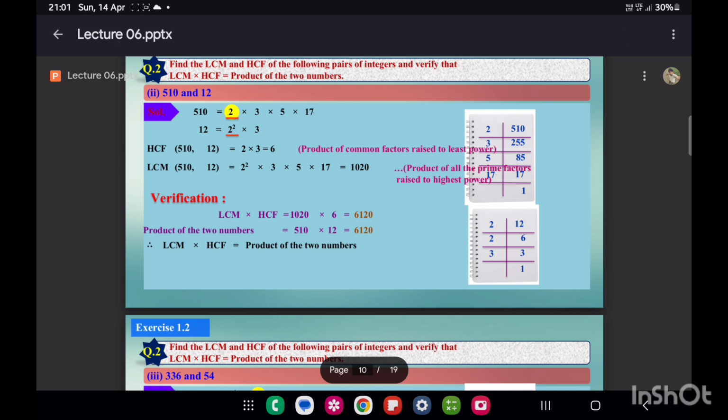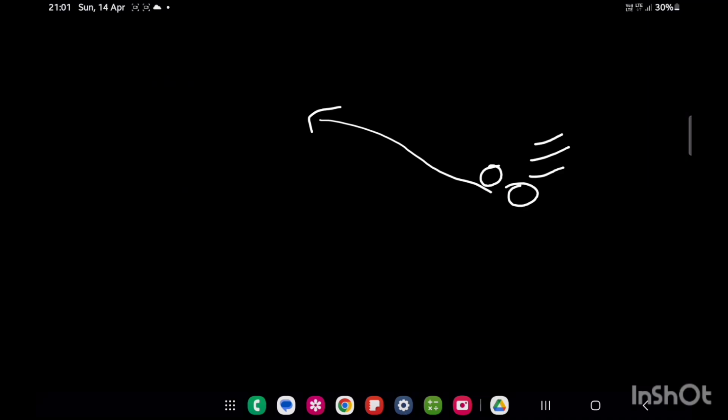2 255s are 510. So 255 again can be divided by the lowest number, which is 3. 3 85s are 255. Again 85 can be divisible by 5. 5 17s are 85. So 17 can be divisible by itself, since 17 ones are 17. So it can be written as it is: 2 power 1, 3 power 1, 5 power 1, 17 power 1.